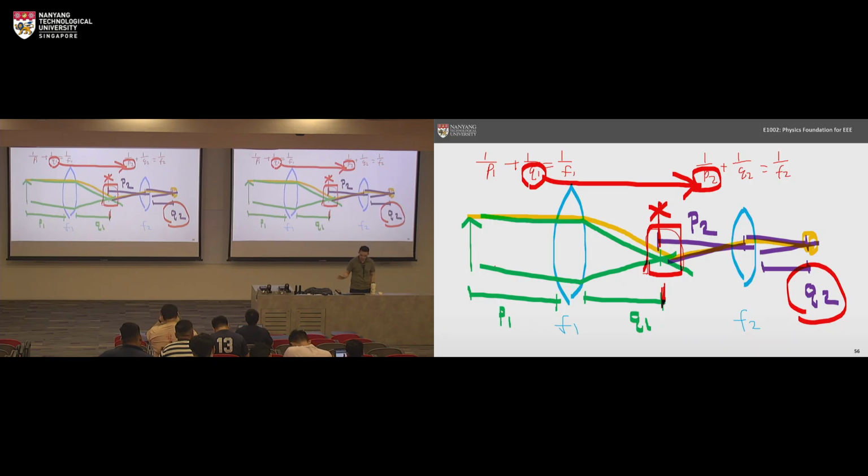For tomorrow's tutorial, we will demonstrate a lot of solutions on calculating a compound system. But the key is, remember, the first image should serve as your second object. This is the very important concept for a compound system.